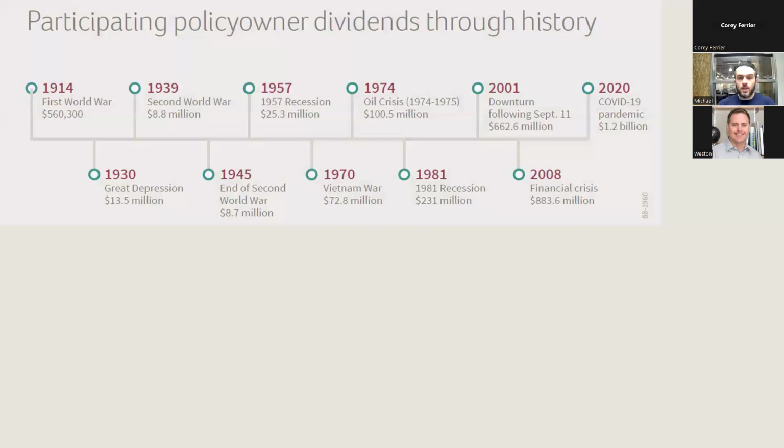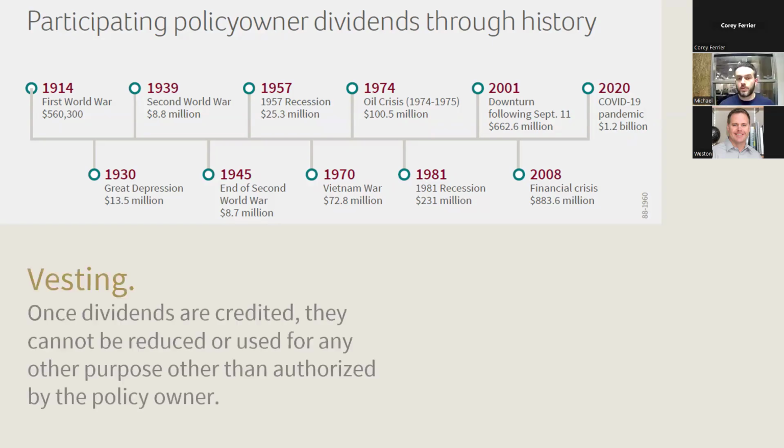Looking at this with Canada Life as well, we show them dividends that have been paid through history and some of the worst crises, not just financially related, with massive amounts only increasing as the years go on, especially looking at 2020 and 2008. These companies paid out massive dividends to their policyholders, which of course is why it's called participating policies, because you're participating in the profits of the company. Vesting, hopefully you know this, but as soon as a dividend is paid out, it's immediately vested, which means the client owns it. The insurance company can never take it back.